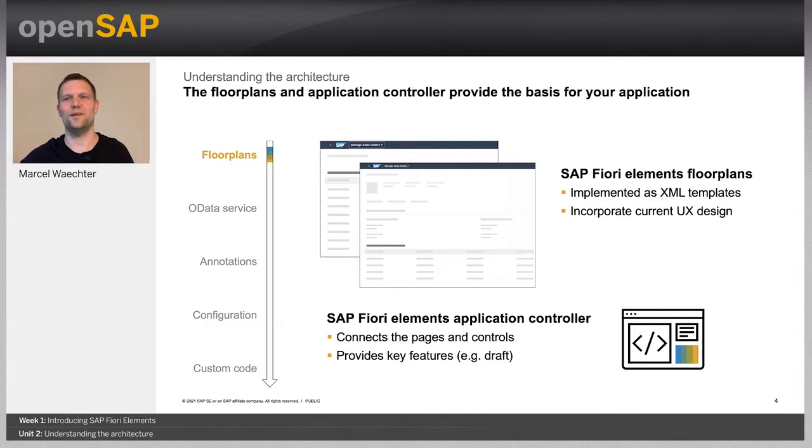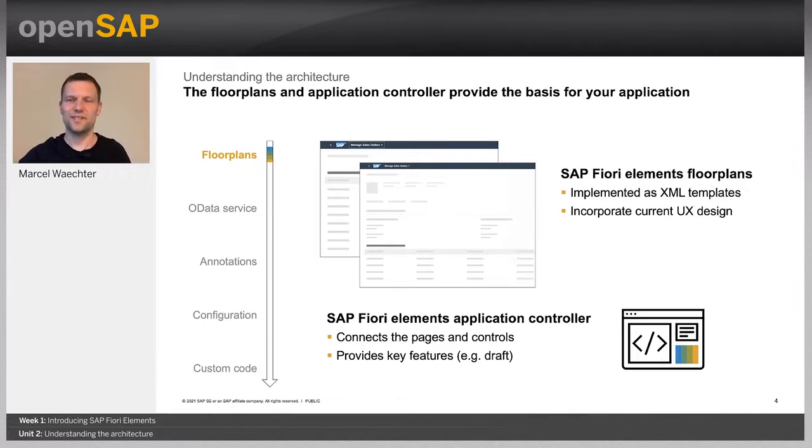Let's start with the floor plans provided by the framework. You could imagine a floor plan like a blueprint. It has many placeholders for controls, like for a filter bar and filters inside, or a table with columns inside. And it also describes all the possible behaviors. So, for example, what happens if the user clicks on a table row? He could navigate to a detail page, or he could navigate to an external application.